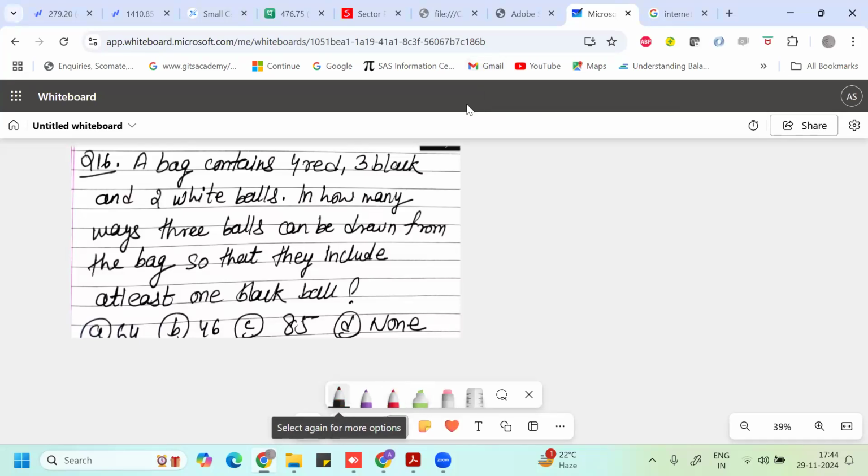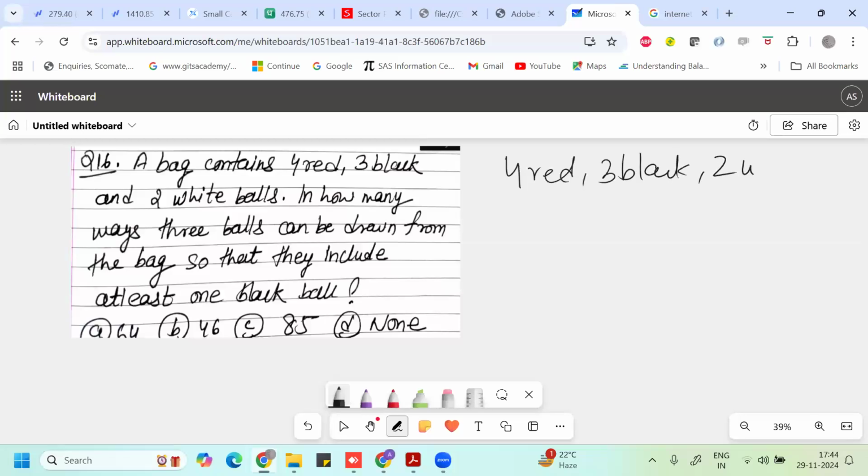So a bag contains 4 red, 3 black, and 2 white balls. In how many ways can you select 3 balls? Questions like this will come in probability, guys. So if you're not good with this question, you will struggle with probability.